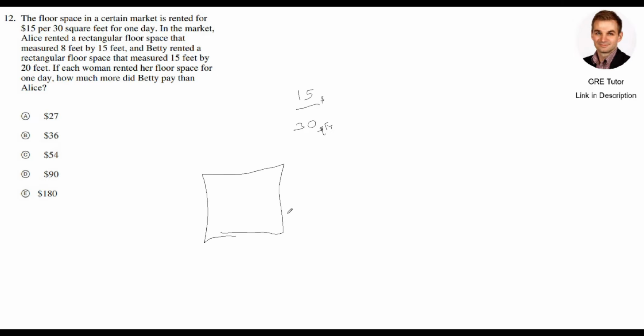Alright, so she rented a floor space. This was 8 feet. This was 15 feet. And Betty rented a rectangular floor space that measured 15 feet by 20 feet. So this will be 20 and this will be 15. If each one rented her floor space for 1 day, how much more did Betty pay than Alice? So this is Betty and this is Alice.